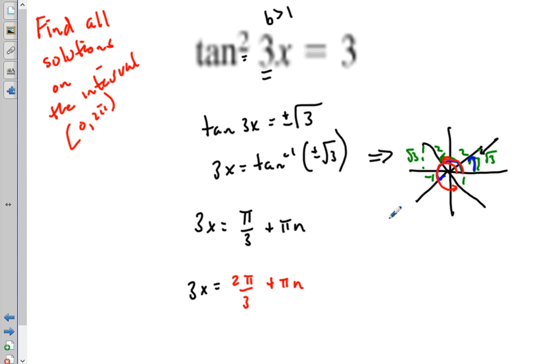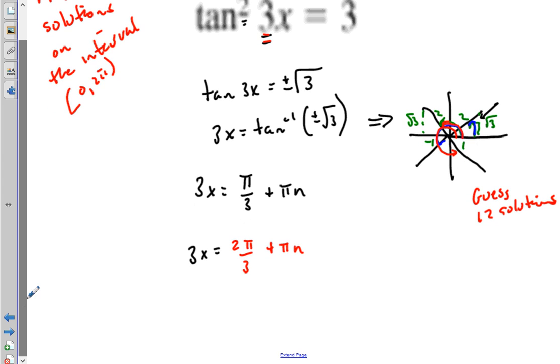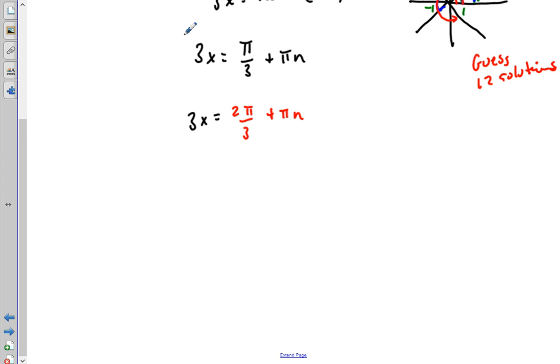Now, I told you a different shortcut. We actually have 1, 2, 3, 4 solutions multiplied by 3. So if you take 4 possible solutions multiplied by 3, we should have 12 solutions. Wow, it's going to be a lot. So 12 solutions. With that, my friends, we're going to find these solutions. But before we do, we have to solve for x. Remember, we have to solve for x.